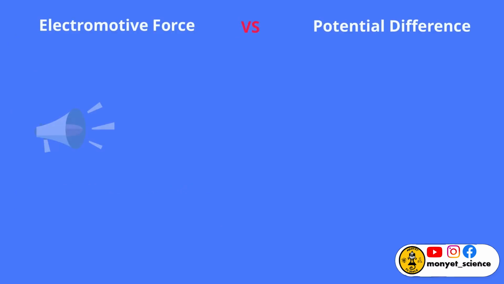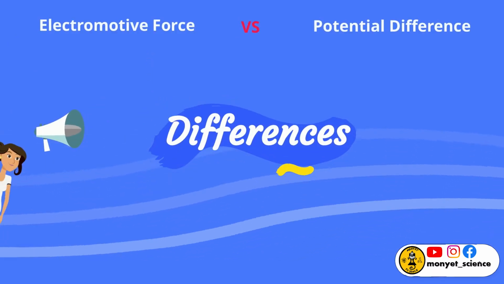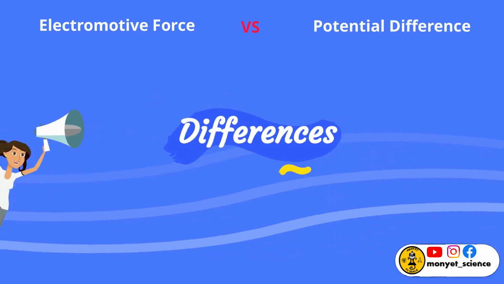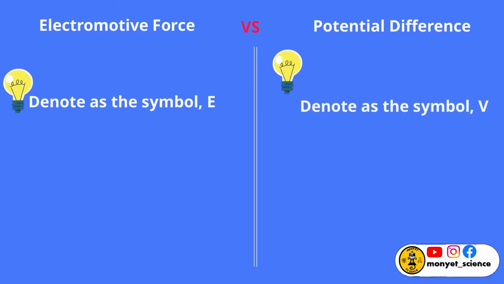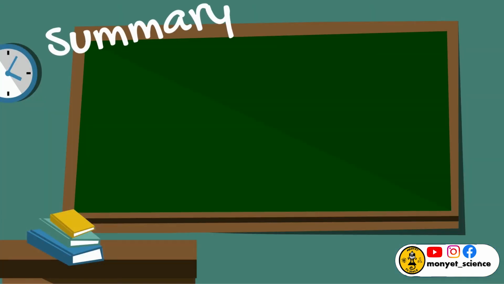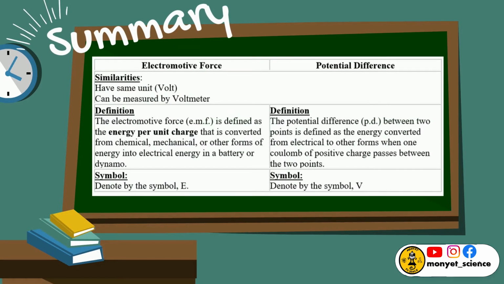The second difference between electromotive force and potential difference is their symbols. Electromotive force is denoted by the symbol E, whereas potential difference is denoted by the symbol V. To summarize, both electromotive force and potential difference have the same unit, volts, and can be measured by a voltmeter.